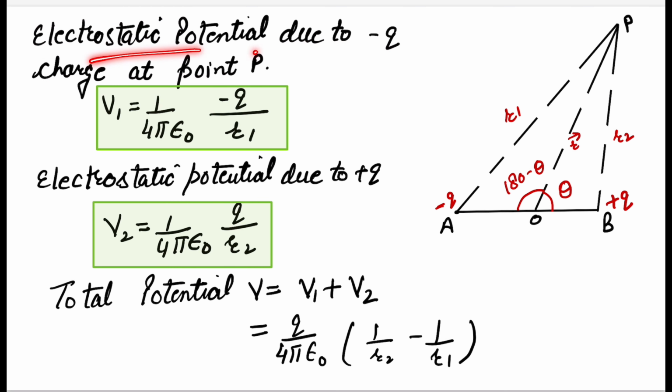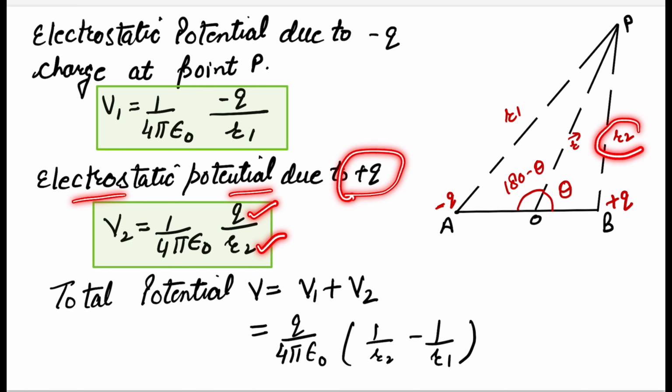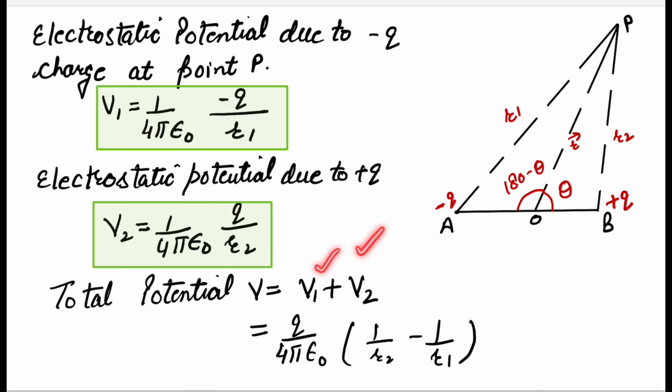The electrostatic potential due to the minus Q charge at point P is 1 by 4 pi epsilon naught, the charge divided by the distance. The charge is minus Q and the distance is r1, so it is minus Q by r1. The electrostatic potential due to the plus Q charge will be plus Q divided by the distance r2. The total potential is the sum of both, V1 plus V2. Q by 4 pi epsilon naught can be taken common. Inside we are left with 1 by r2 minus 1 by r1.